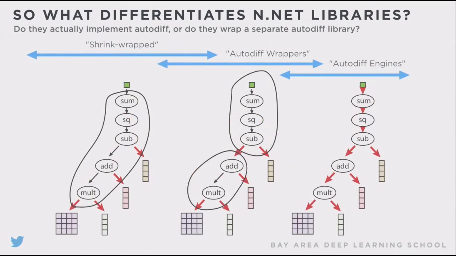In practice, how these things are implemented under the hood usually means this is the totally shrink-wrapped stuff, and maybe they implemented this whole thing by hand. Usually these guys in the middle are wrappers. They're wrapping some other library. And the guys on the right are usually actually implementing automatic differentiation. So Autograd and Theano and TensorFlow all implement Autodiff, and the guys in the middle are taking advantage of that to make more convenient wrappers.